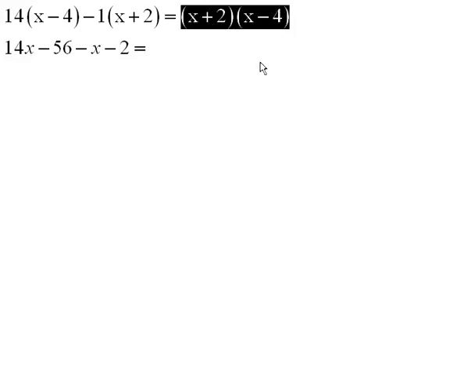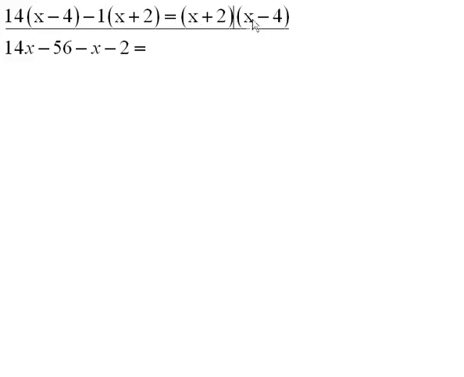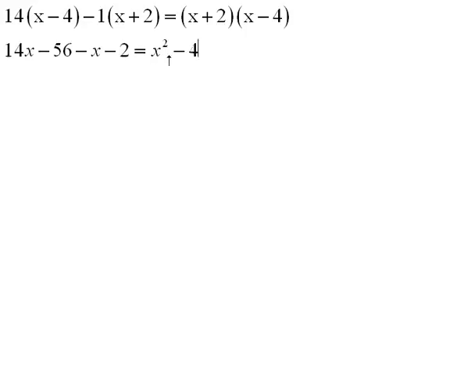Now we're going to simplify the right side of this equation, and we're going to use FOIL. In other words, I'm going to multiply this x by each term of the second parenthesis. So we're going to have x squared minus 4x. Now I'm going to take the term 2, positive 2, and I'm going to distribute it to each term of the second parenthesis. So I'm going to have 2x minus 8.